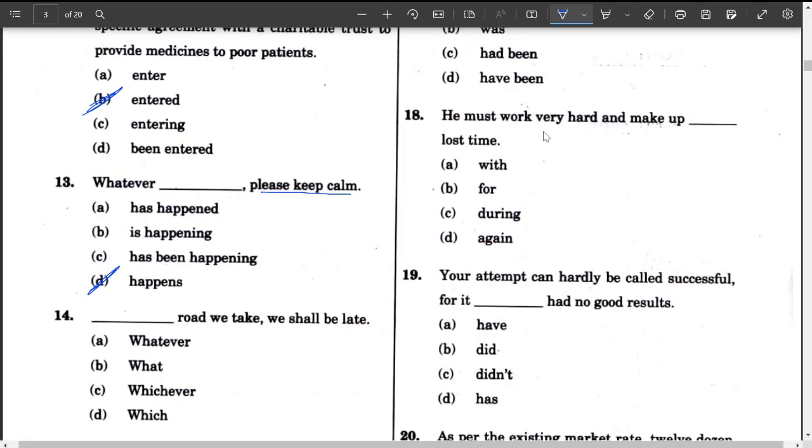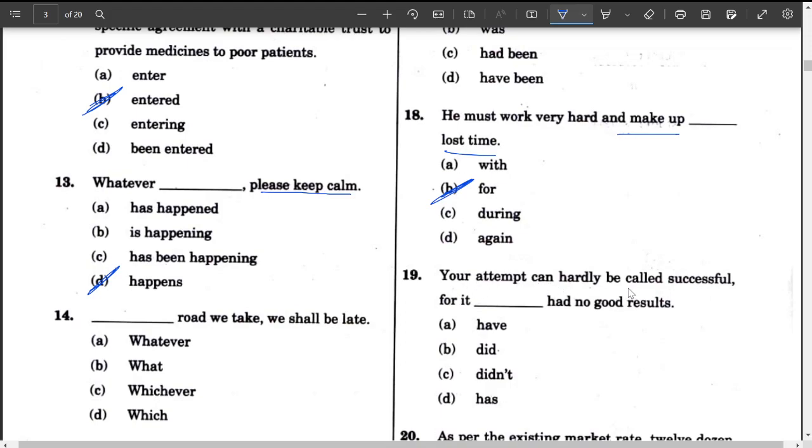Next, he must work very hard and make up dash lost time. He make up what? He make up dash lost time. He make up with lost time, we make up for lost time, we make up during, cannot be used. We make up again. What can you use? That means you should construct again sometime, that is for. You should bring back all that.